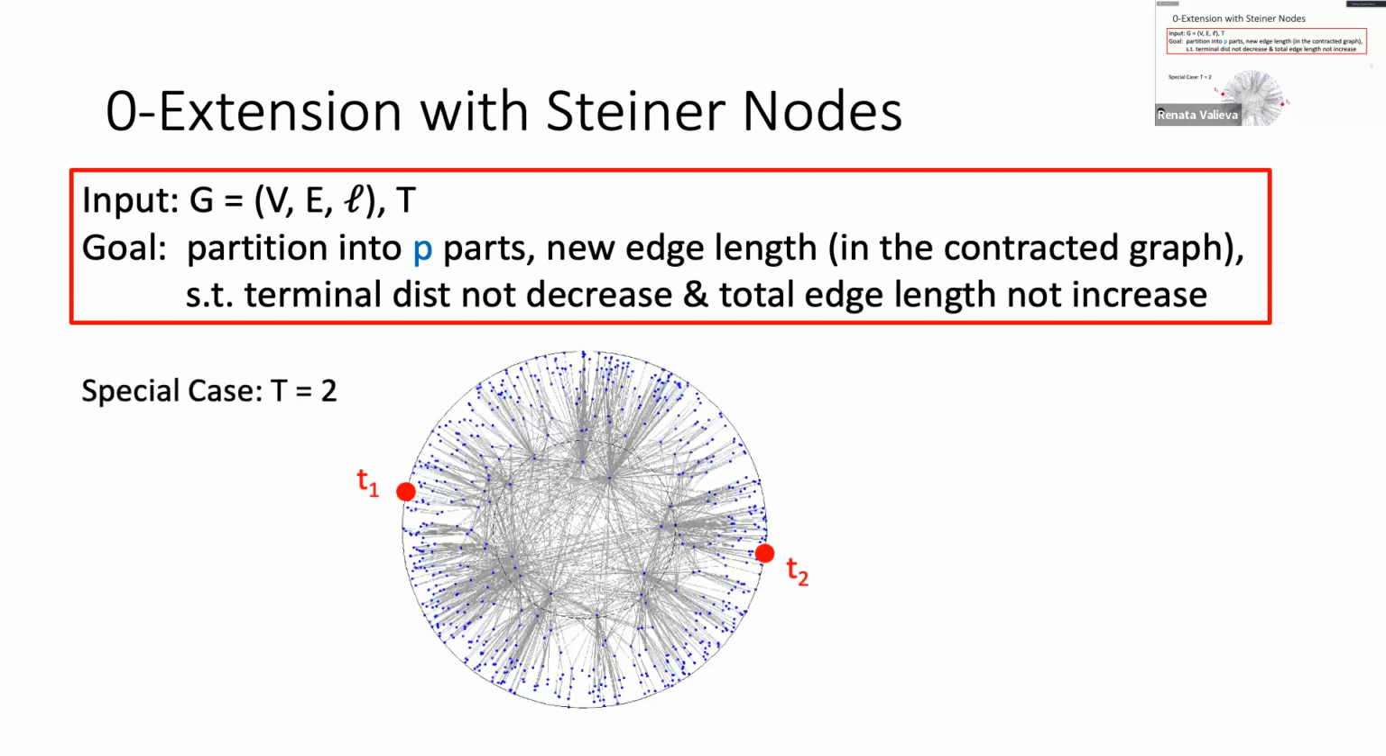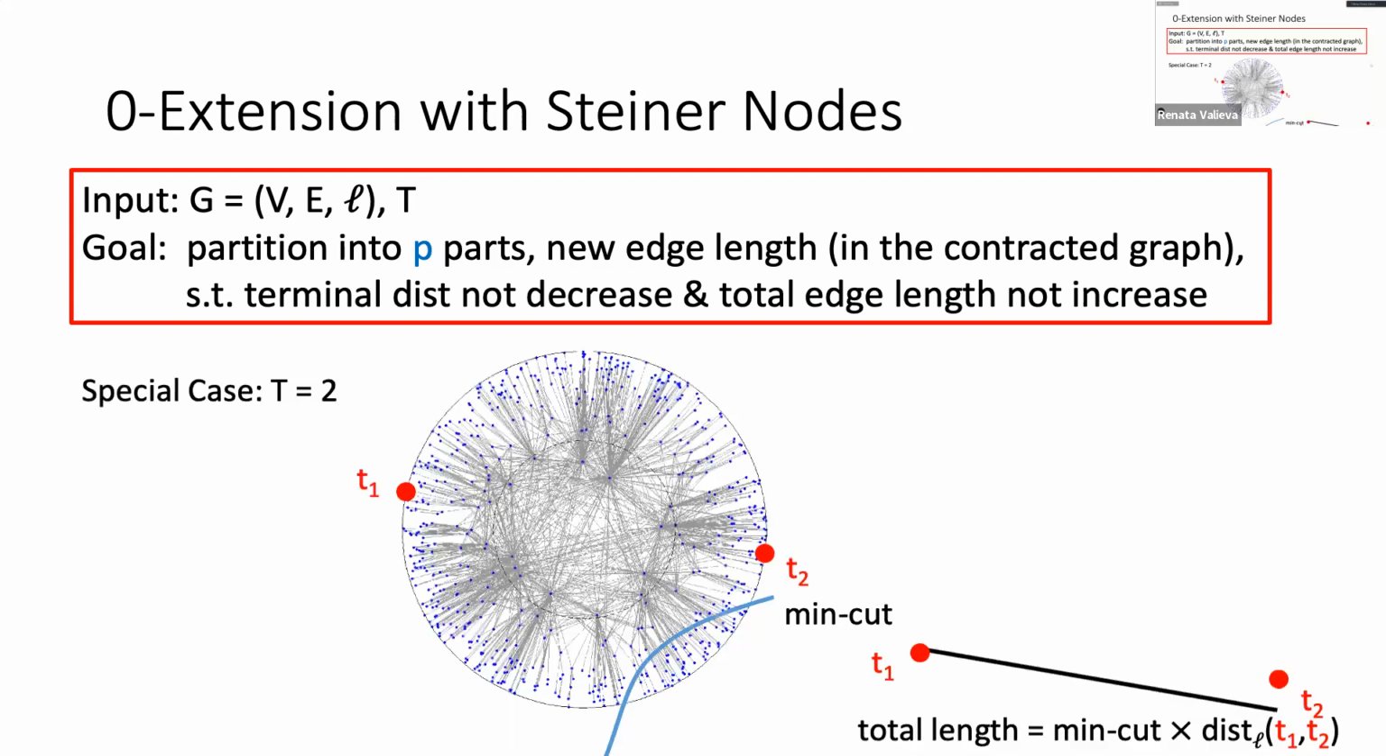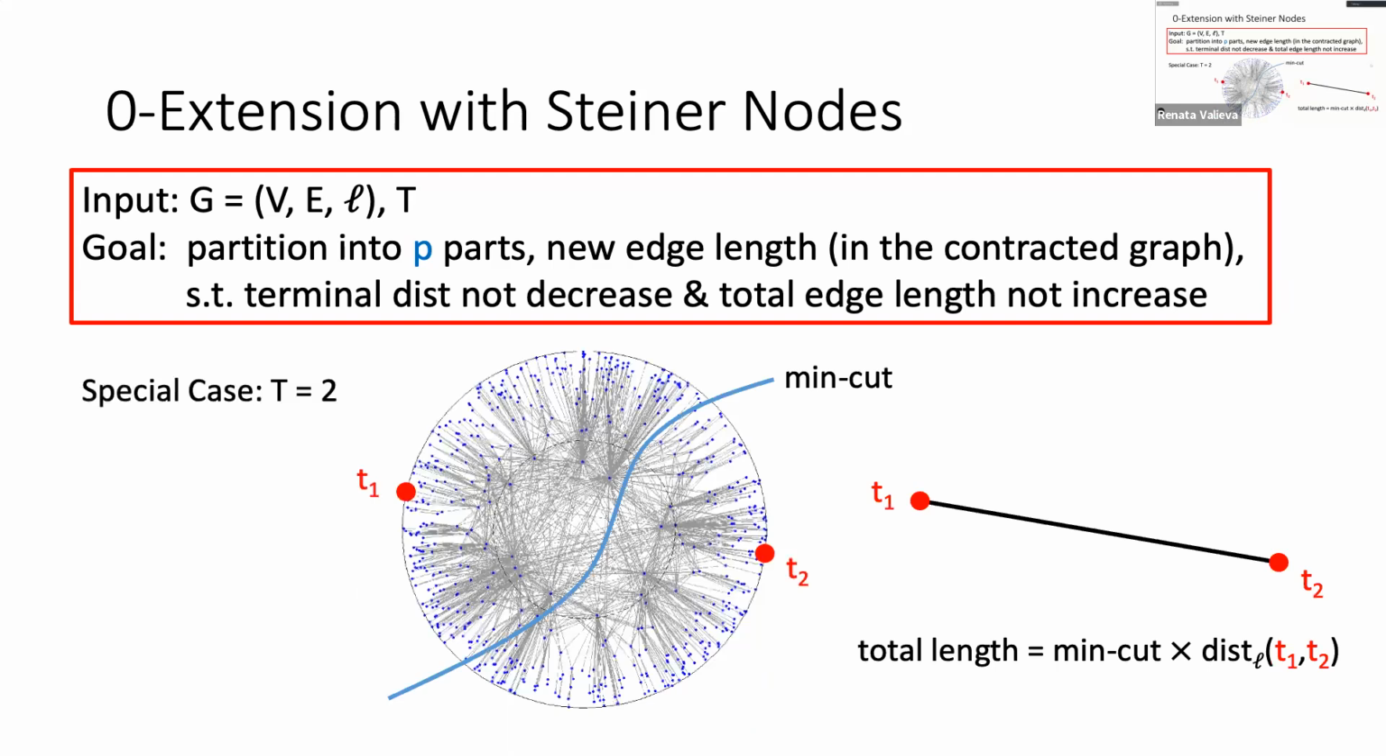Okay. So let's first look at the special case where there are just 2 terminals. What should we do in this case? How should we partition the graph? A direct, straightforward approach is just to compute a min cut and contract the graph: whatever lies on the left, contract it to T1, and whatever lies on the right, contract it to T2. Take a graph like this, 2 terminals with a lot of parallel edges. The number of parallel edges is the min cut. That's all the edges we have to maintain.